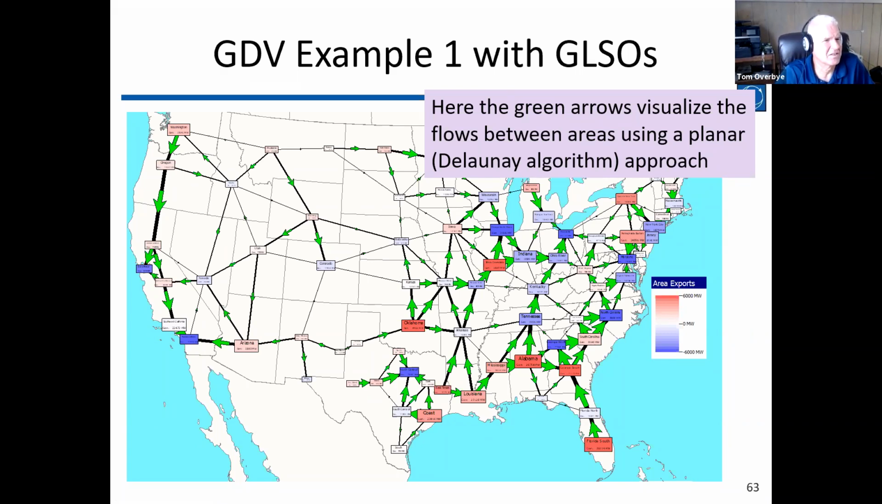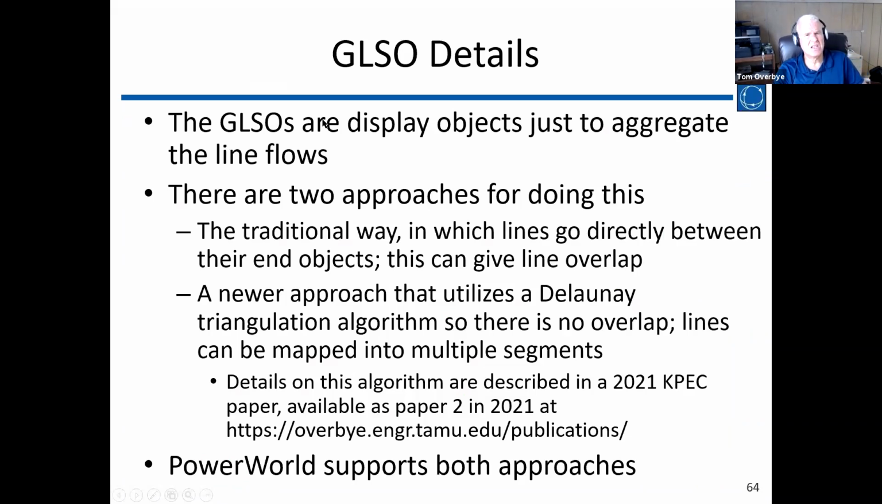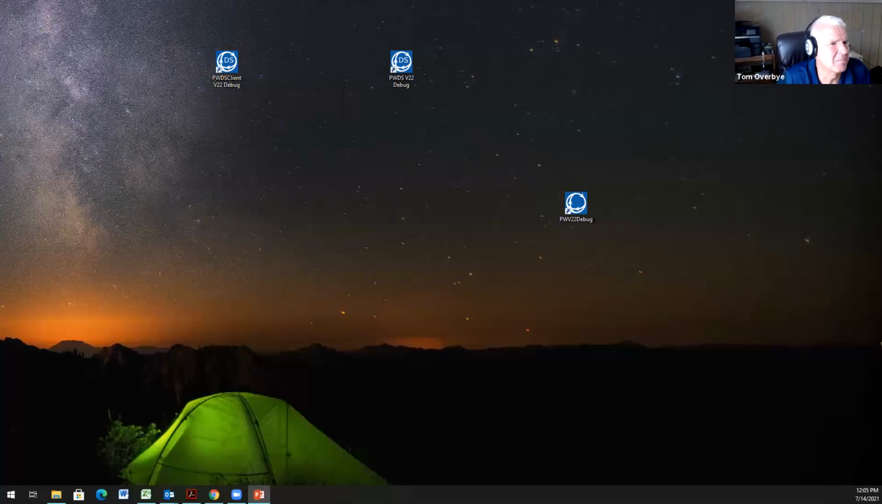Okay, and I'll show you this in just a second. The GLSO details are just display objects used to aggregate the line flows. There's two ways to do it. The traditional way, in which lines go directly between their end objects, and this can cause overlap, or a newer approach that utilizes the Delaunay triangulation algorithm, so there's no overlap. We described this in a Kansas Power and Energy Conference paper in April that's available on my website if you want to know the details. PowerWorld supports both approaches. So let me just go ahead and show you that here.